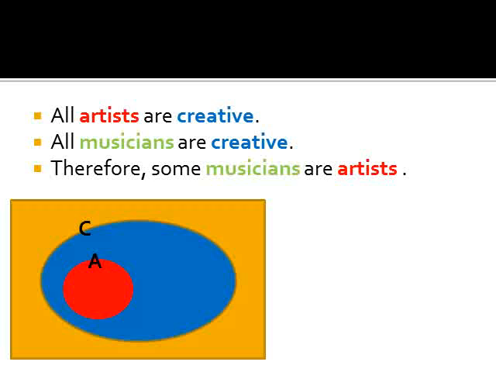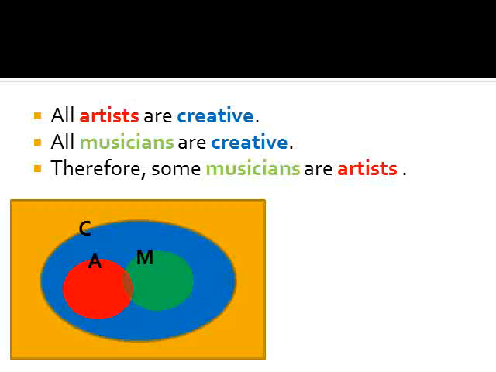All artists are creative. Now, in order to do the second one, all musicians are creative, I also have to draw the musicians inside the creative circle, and I can draw it like this. Now, I could also draw it as overlapping, but I can draw it this way. And you can see that the third statement is actually false according to this picture. So the third statement is not forced to be true, and so this is invalid.